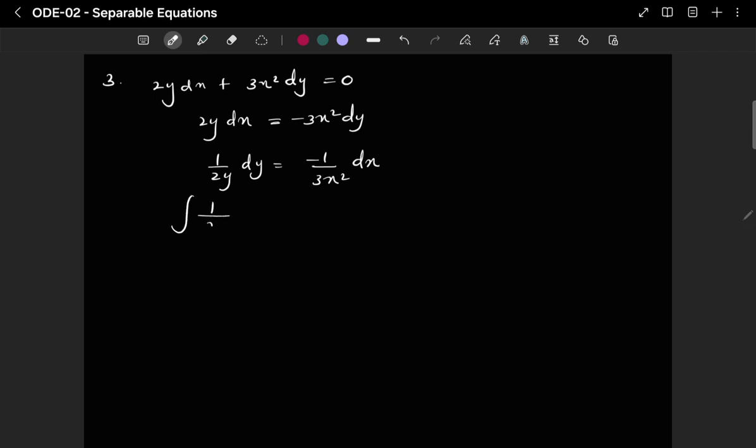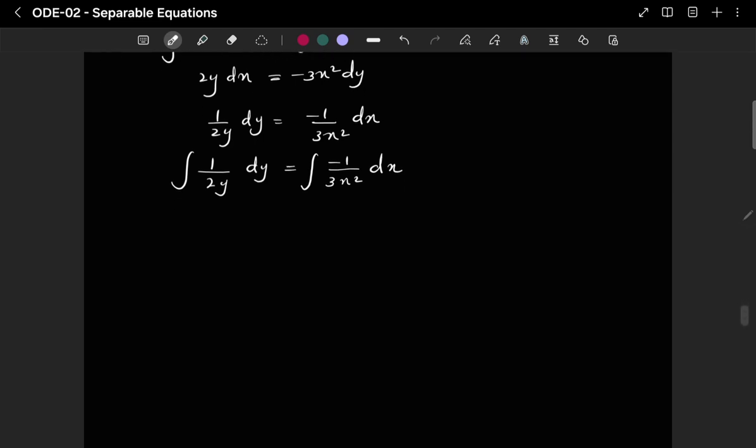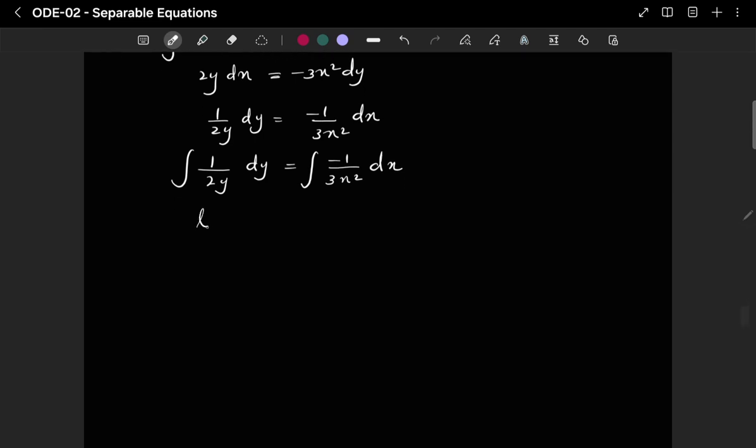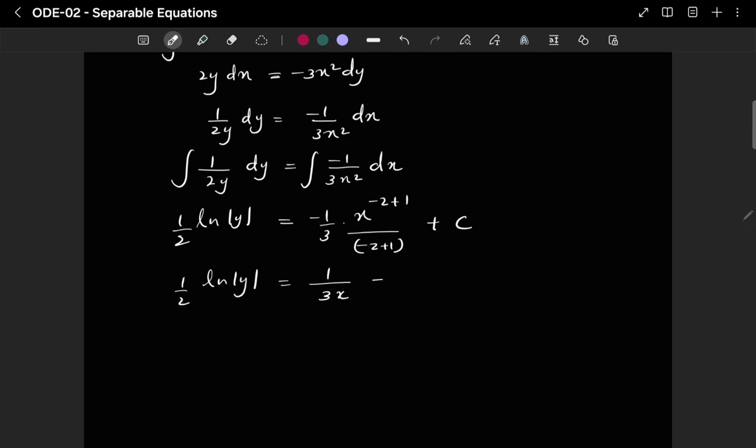Now we can easily integrate both sides: the integral of 1 over 2y dy equals the integral of minus 1 over 3x squared dx. The integral of 1 over 2y can be written as 1 over 2 ln y, equals, and this can be written as minus 1 over 3 times x to the power of minus 2 plus 1 over minus 2 plus 1, plus c, where c is an arbitrary constant. So half ln y equals 1 over 3x plus c.